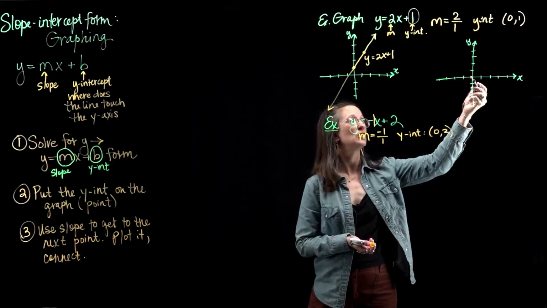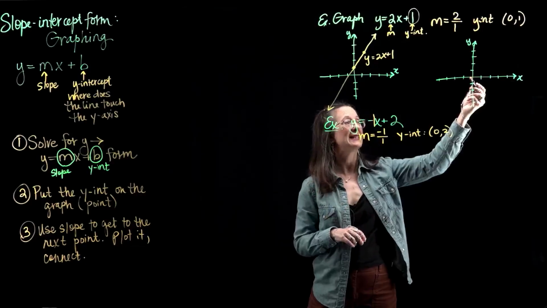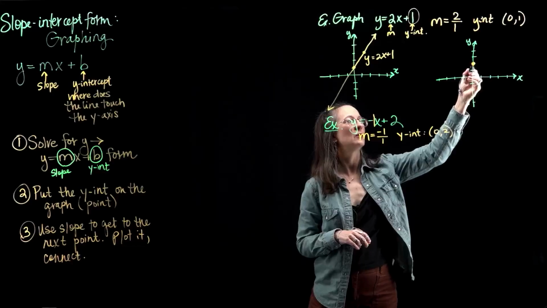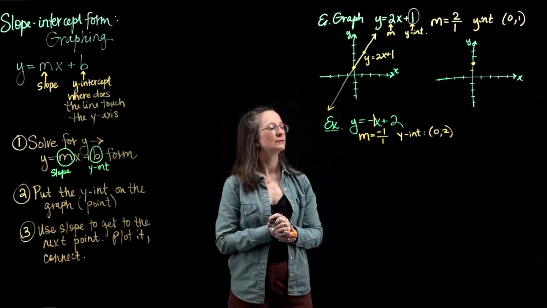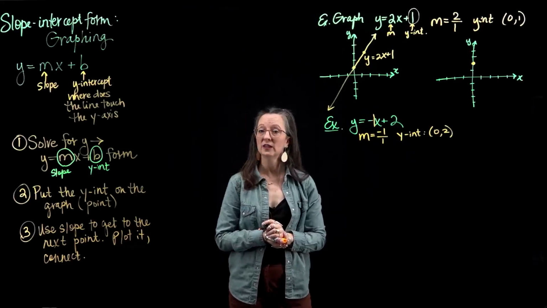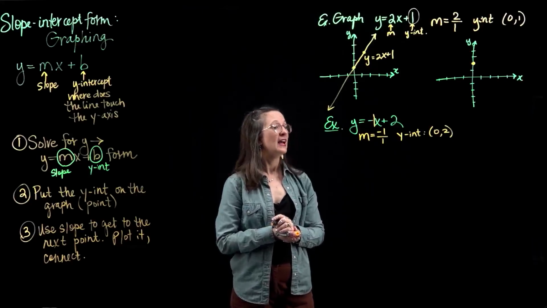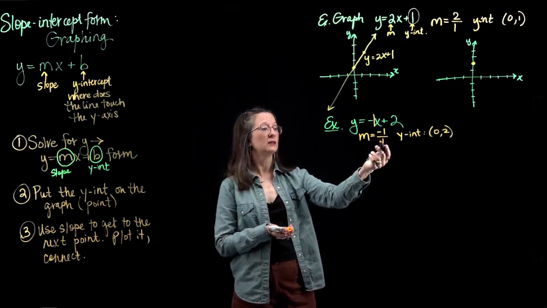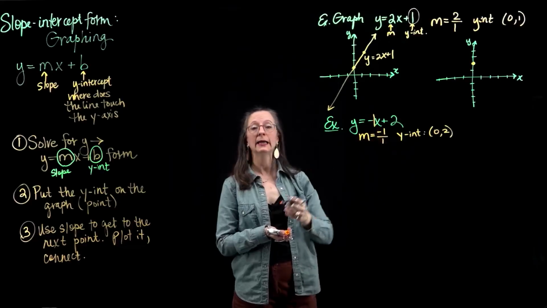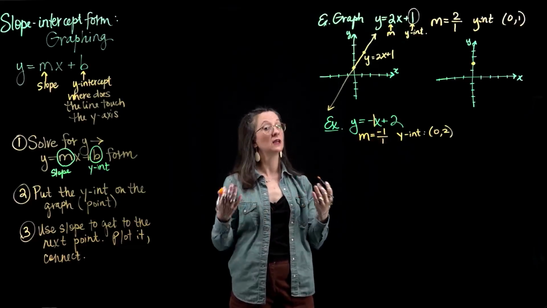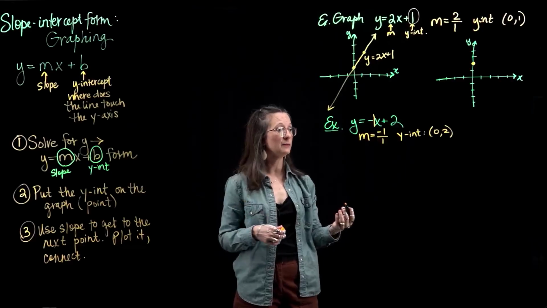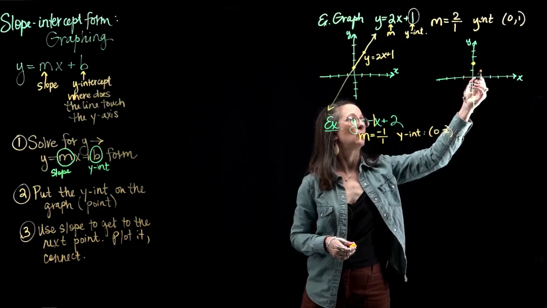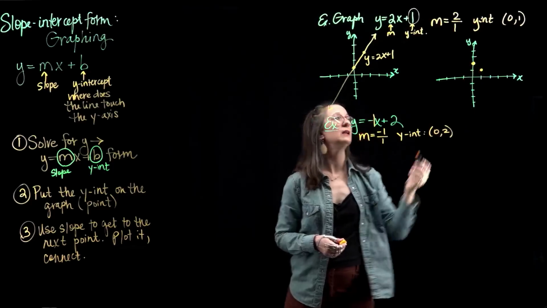I'll start at the origin. I move 0 units in the x direction and then 2 units up in the y direction. So I have a point at the point 0, 2. And then I'll use my slope to plot the next point on the line. So my slope is negative 1, which we think of as negative 1 over 1. So I will move down 1 unit and right by 1 unit.